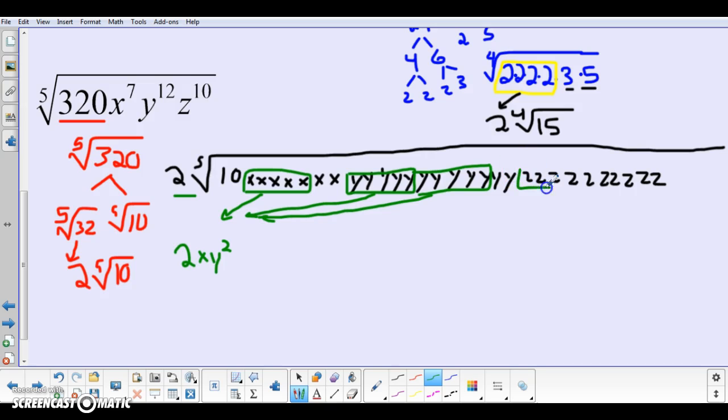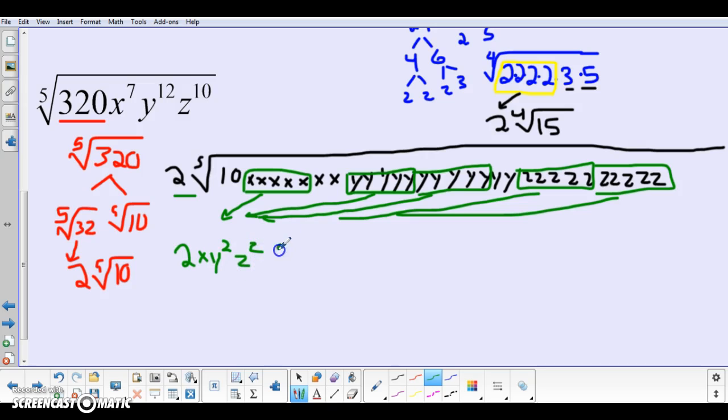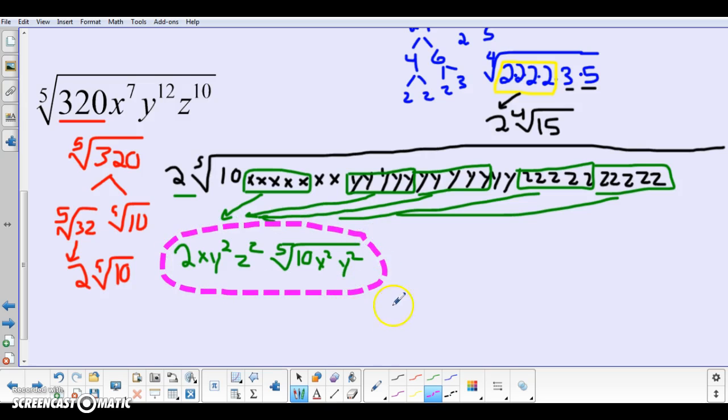Still have to do the z's. 5 z's here, 5 more z's here, which means I have z squared that comes out of there. So 2xy squared z squared times the fifth root of, then I put inside the radical anything that's left over. Well, there's a 10 left over, and there's 2 x's, which means I've got x squared inside the radical, and there's 2 y's, which means I've got a y squared, and the z's I took care of. So this would be my simplified algebraic expression right here. There are no perfect fifth powers in the radicand. Only one variable on the outside and inside. This is good to go.